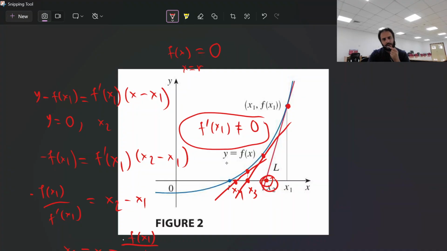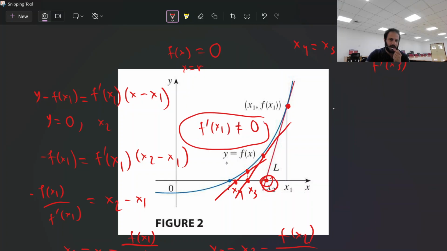Now, so we have this formula, x2 equals x1 minus f of x1 over f prime of x1. Exactly the same idea, you can find x3. When you find x3, you will get what? x3 equals x2 minus f of x2 over f prime of x2. Again, you need the derivative to be non-zero at x2. Now, let's find x4, same idea. x3 minus f of x3 over f prime of x3. f prime of x3 is not 0.